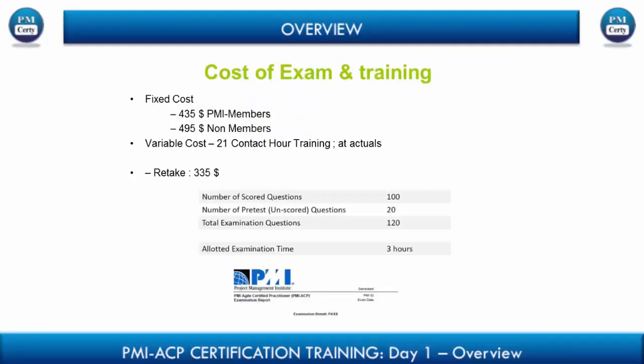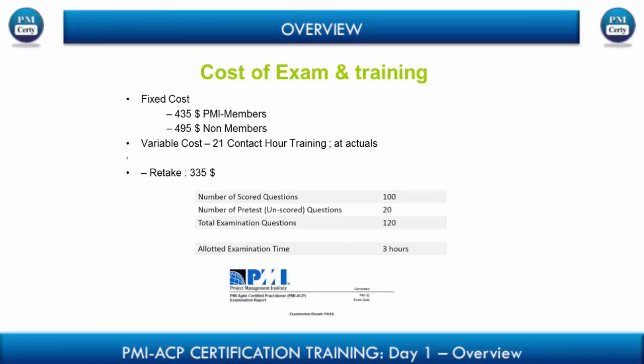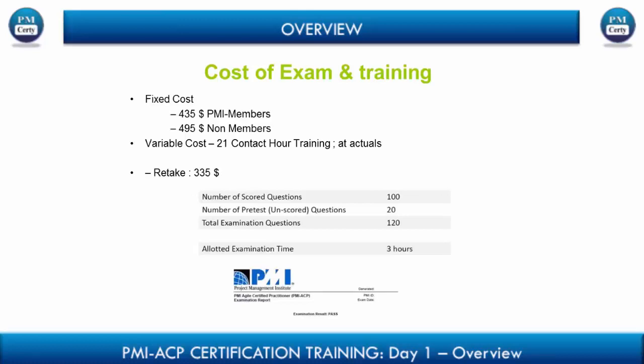So cost, as I said, PMI members $435, non-members $495. So as you can see, the difference is about $60, and that's what you pay if you become a member. So really it doesn't make too much difference. 21 contact hour training. Books you can decide to spend, I will show you the reference books. In my mind, you don't need to buy all these books, but let me not deter you. If you think you do want to have the official books, you could do that. However, for the purpose of passing this exam, you don't need those books. For a retake, $335, quite steep. Please keep that in mind.